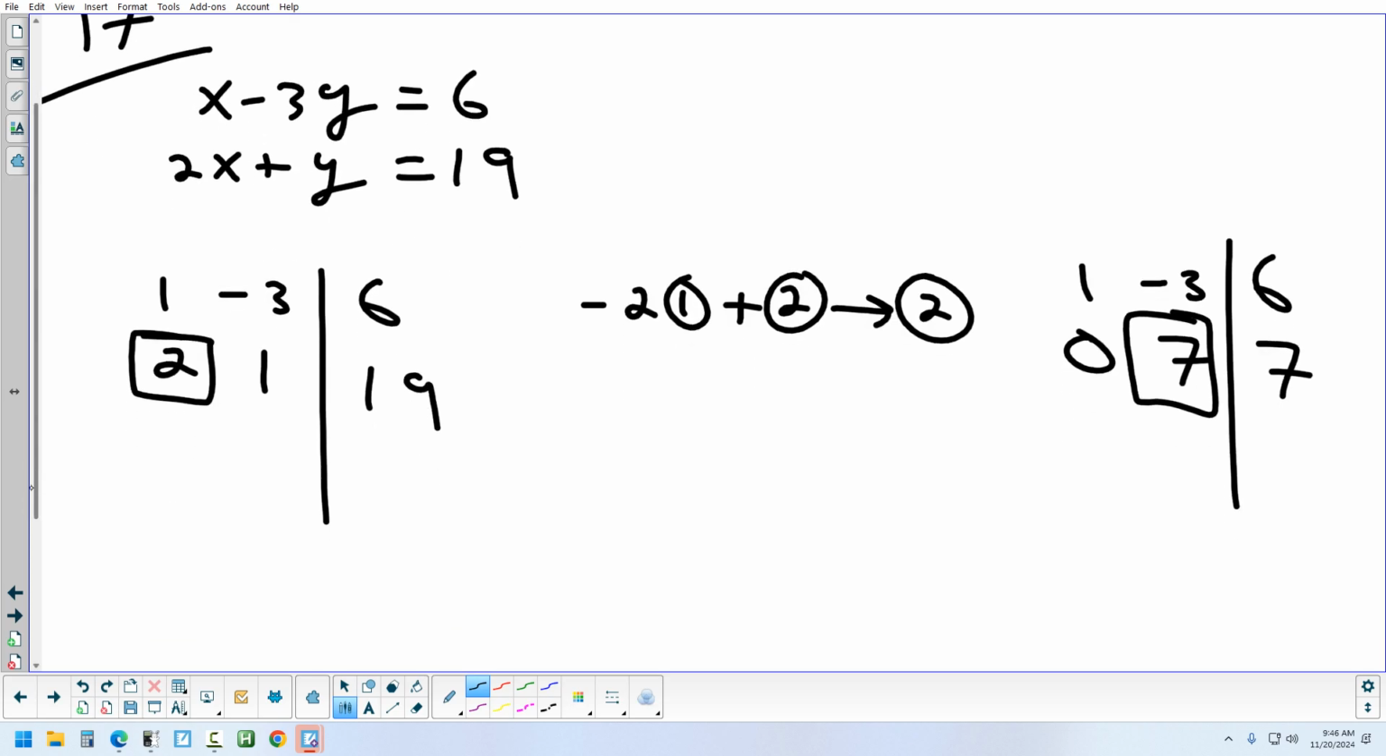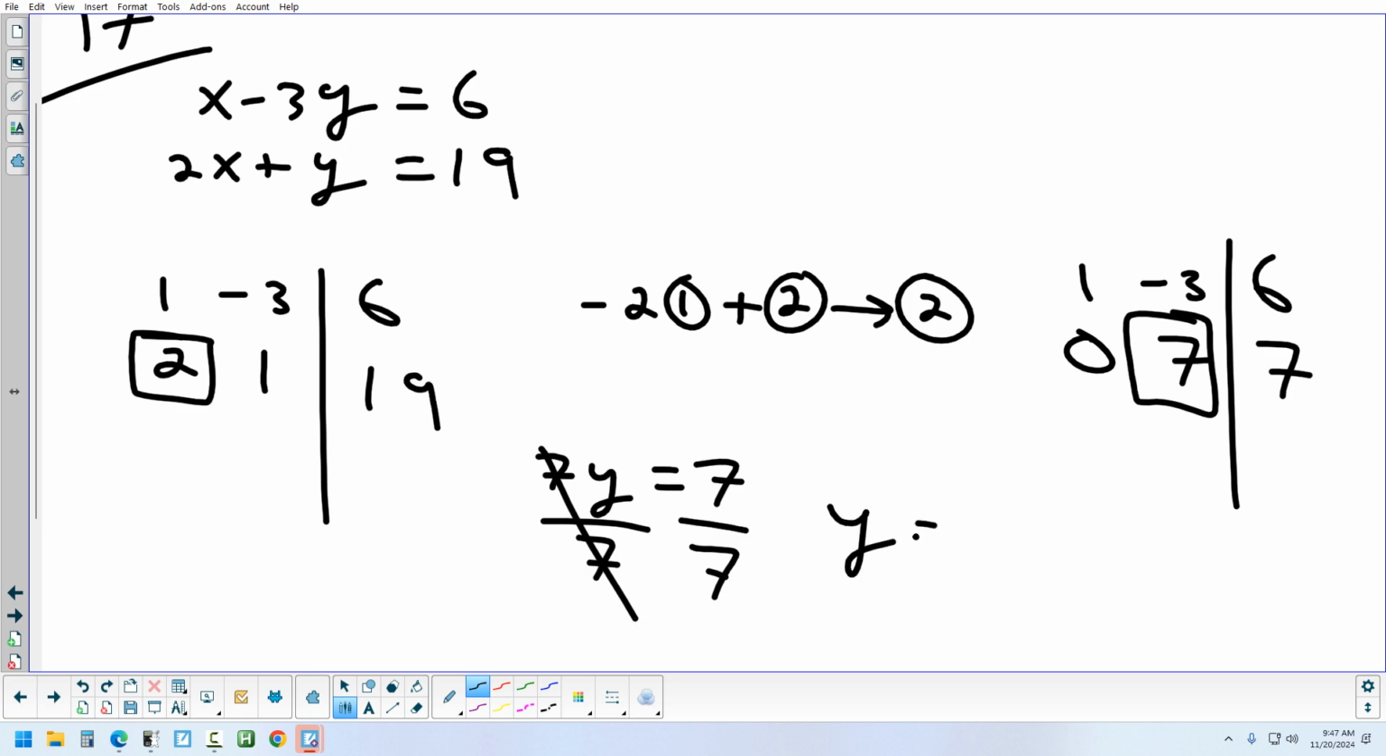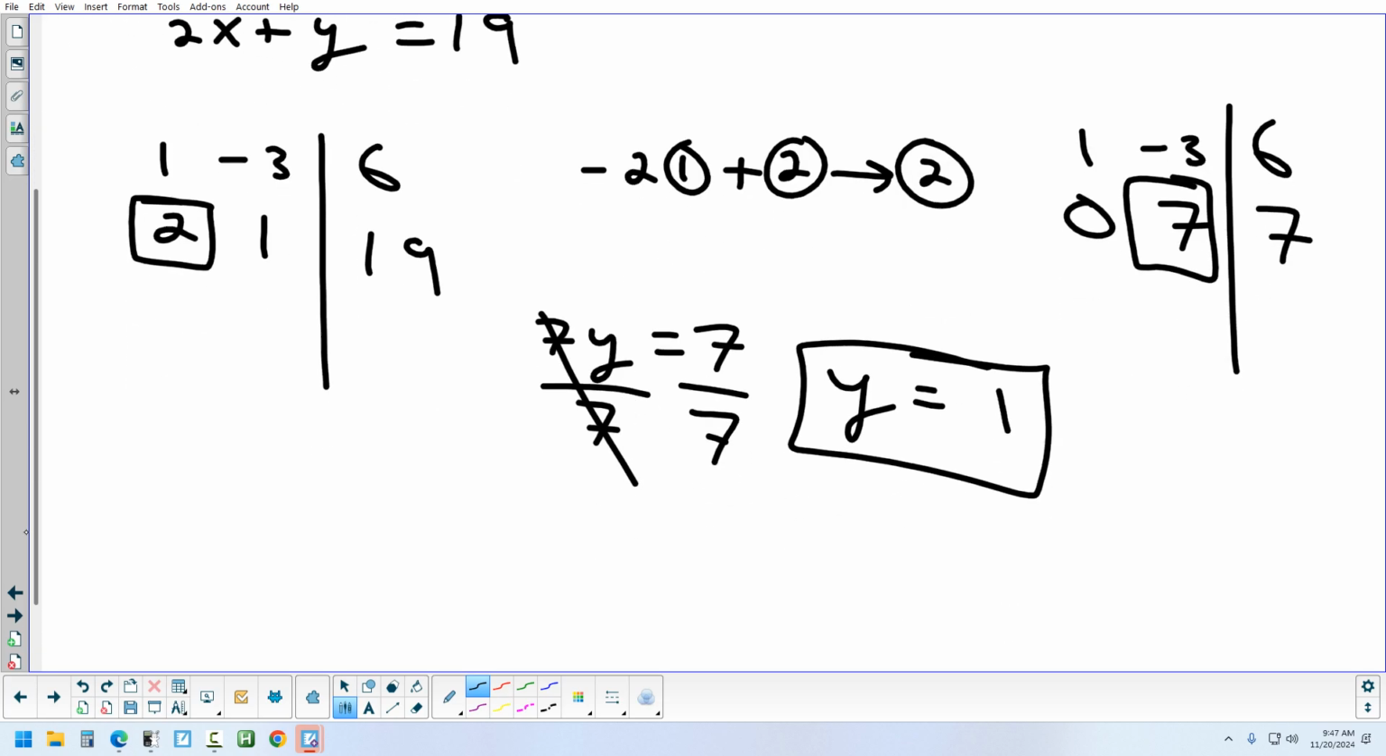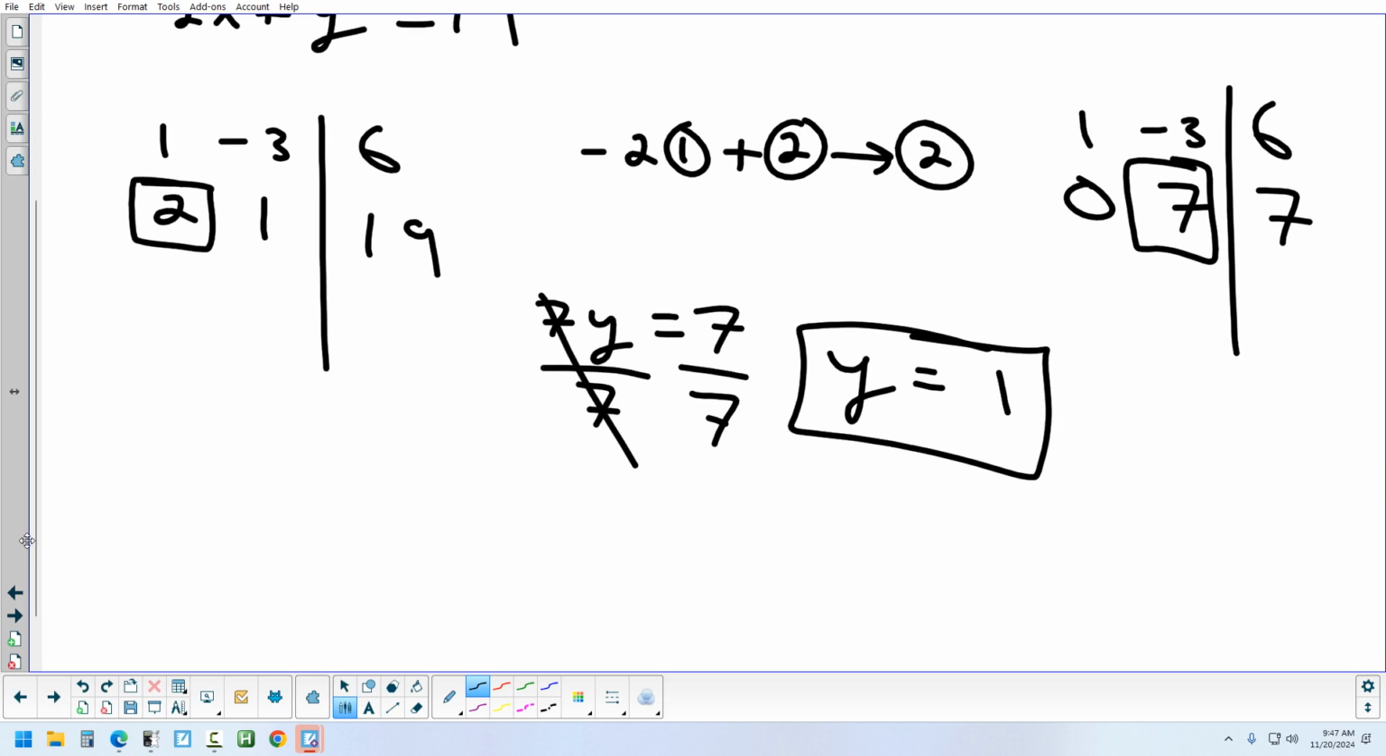What does that last row tell me? 7y equals 7, but you need a 1 in that spot. So what would you do on both sides? Divide by 7. And we get y equals 1. I told you it was a lot faster. That's your first answer. And now, plug that back into the top.